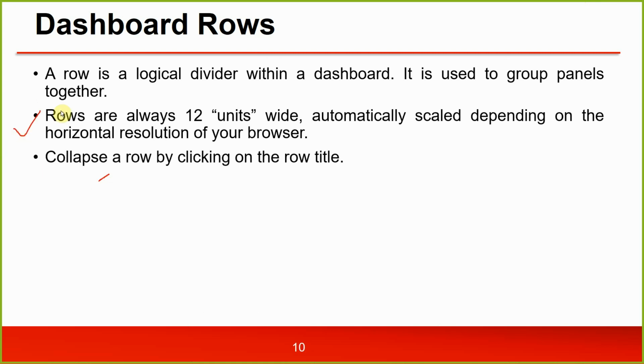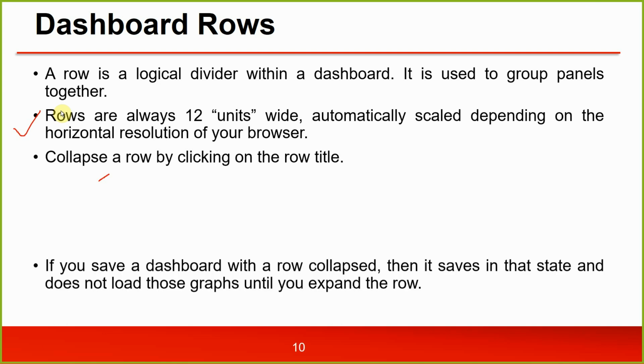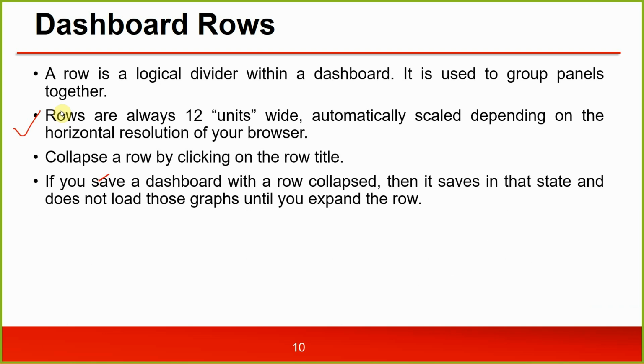Collapse a row by clicking on the row title, that will collapse the row. If you save the dashboard with a row collapsed, then it will save this dashboard in that state and will not load those graphs until you expand the row. Point to be noted, that means the graphs are not loaded, not using memory, CPU, anything, till you expand the row.